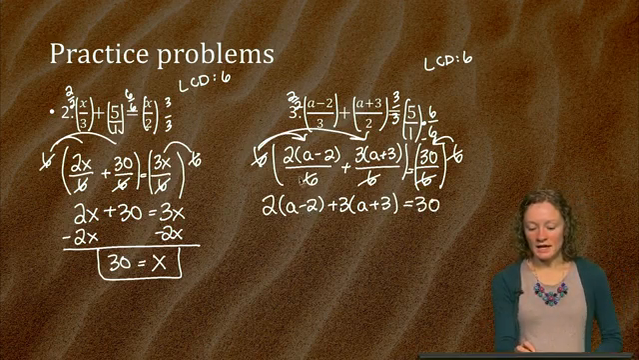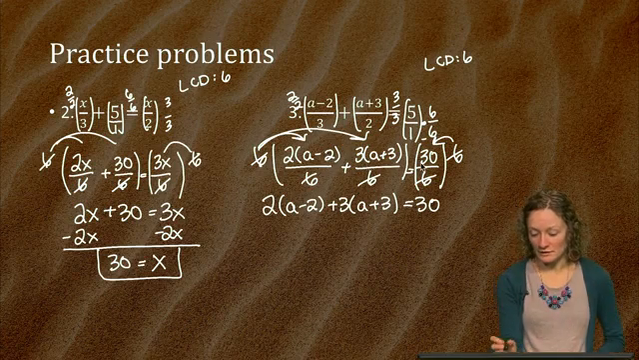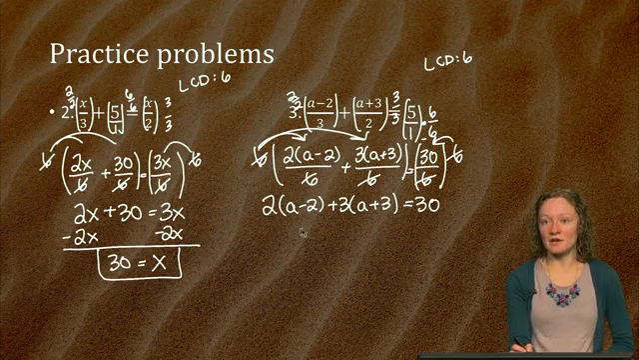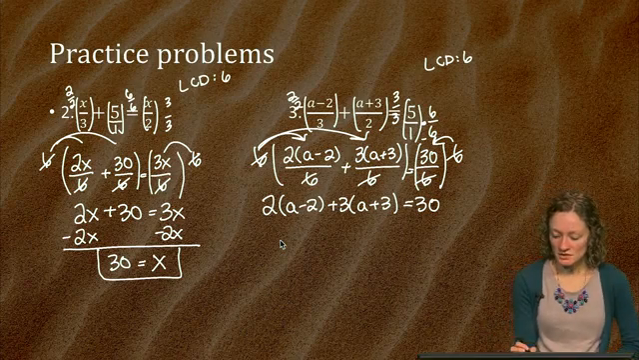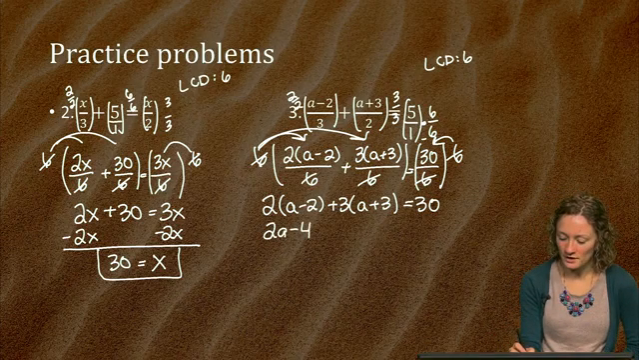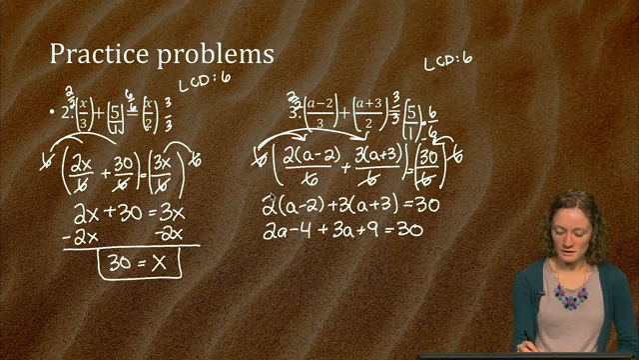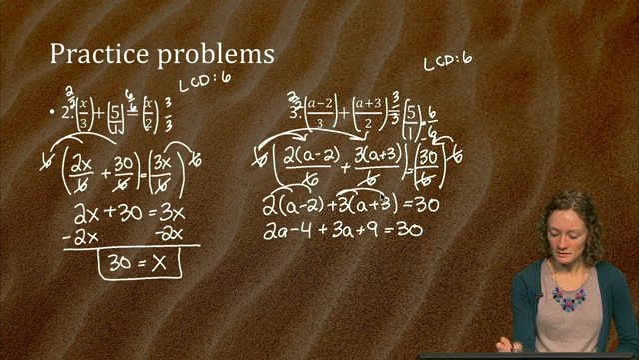For this line, if you distributed the 2 in the previous line, that's completely fine, and the 3. You can do it in the step from here to here. I'm going a little slower so you can see the progression. Then we'll distribute: 2a minus 4 plus 3a plus 9 equals 30. Each of these distributed. Combine like terms.